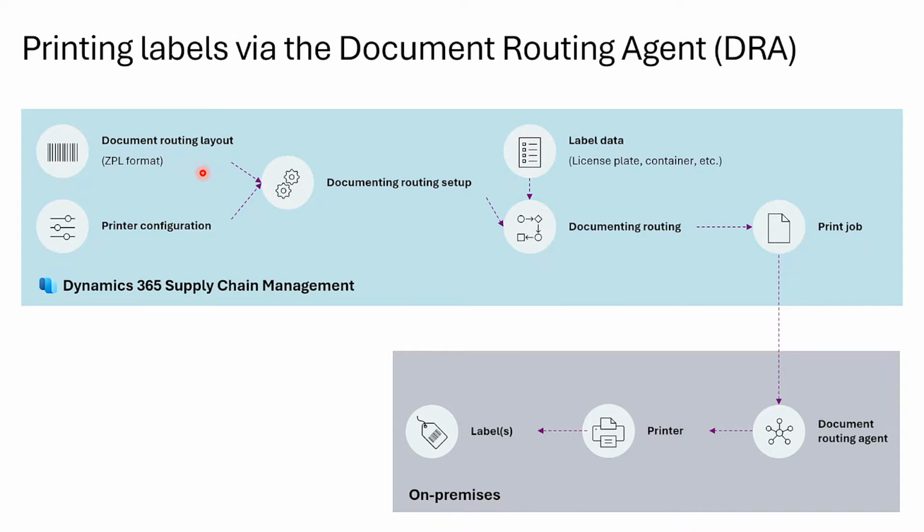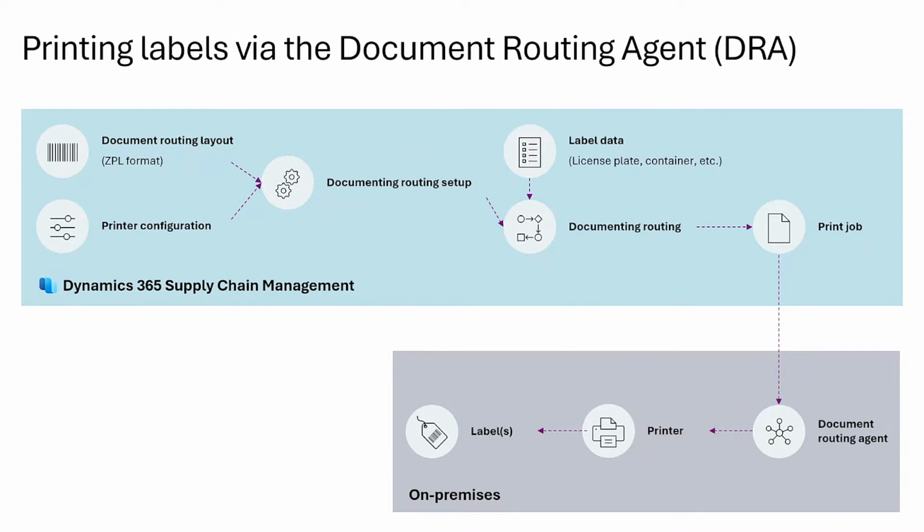And these are written in ZPL, unlike what we saw in the label layouts, where we have options to use variables or templates. These document routing layouts are then mapped to a work order type and associated printer via the document routing setup. When print steps are initiated in D365 or the warehouse management app, the job will be sent to the DRA, which is installed on-prem, which in turn dispatches the job to the appropriate printer.